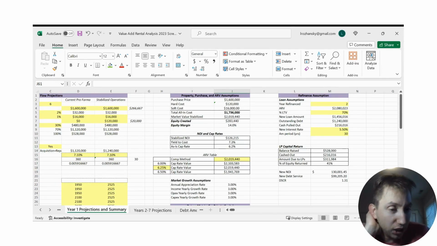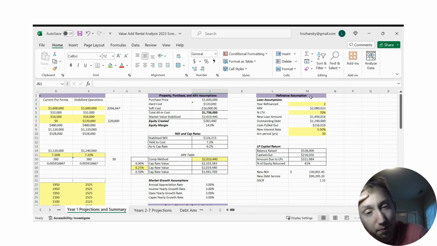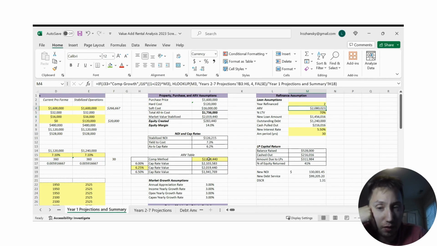Finally, on this page, I did a quick refinance calculation tab where you can just see if there's going to be a cash out refinance play, right? So basically, let's say we wanted to refinance in year 2, right after we stabilized it. We can see what our ARV is going to be at that point at year 2. So it's going to extrapolate the value. Again, remember, we said it's 2.019 right here. It's obviously grown after owning it for a little bit to 2.08.